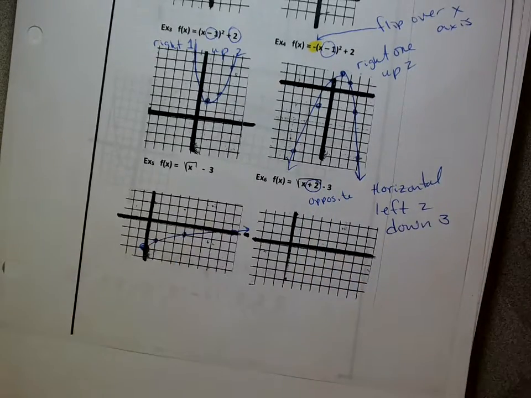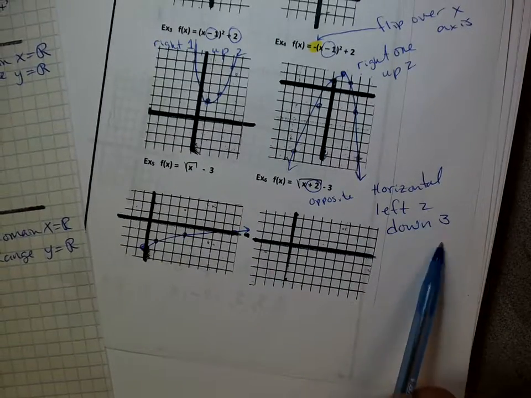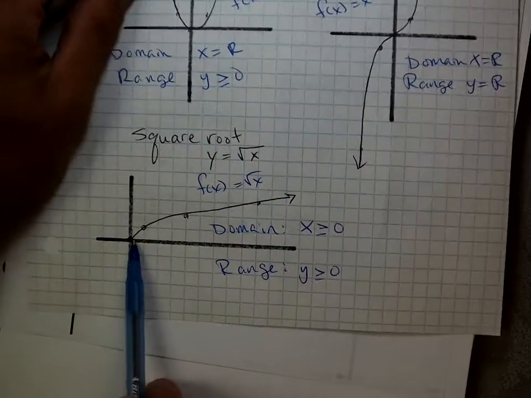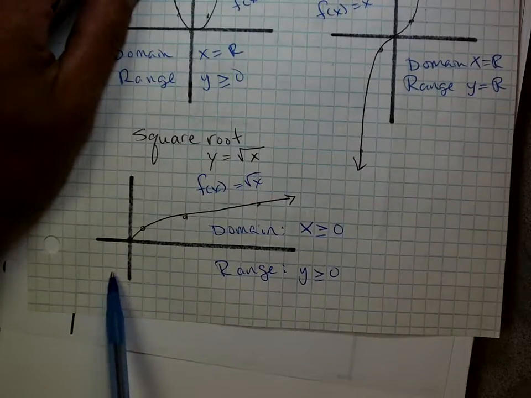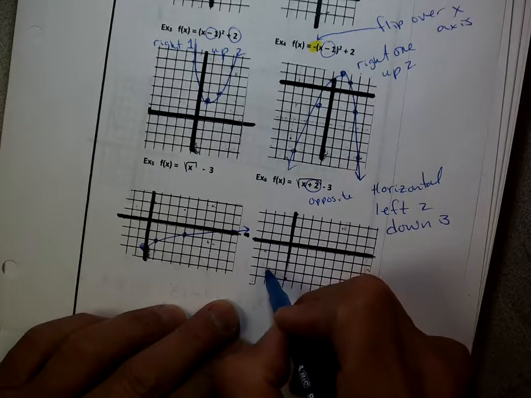So I take the very end point of the square root graph, and I'm going to move it left 2, down 3. So I'm going to take this, I'm going to go 2 and 3, so I'm going to put it right about there, okay? So I go left 2, 1, 2, and down 1, 2, 3.